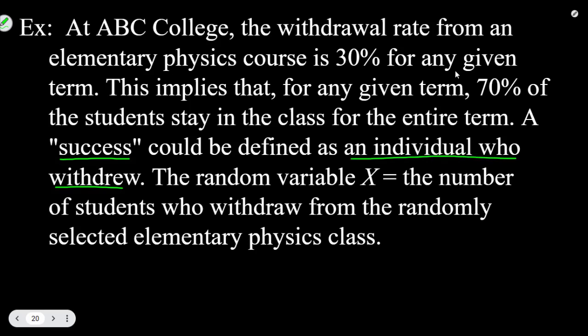So again, it doesn't mean that it's good. We would probably consider that a bad thing. But success in this binomial experiment could be defined as an individual who withdrew. The random variable X would equal the number of students who withdraw from the randomly selected elementary physics class. So the point of this example is that success doesn't necessarily have to be thought of as a good thing. Success is just what we're looking for.